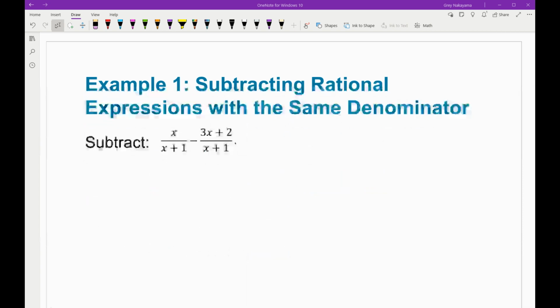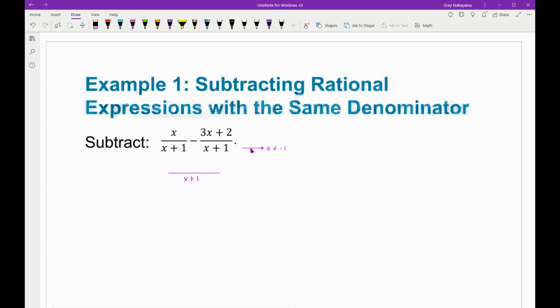Look at our first example, subtracting rational expressions with the same denominator. So we have x over x plus 1 minus 3x plus 2 over x plus 1. We have to remember still that x cannot be -1 because -1 makes that denominator 0. But as we just did with numbers, I have the same denominator, so I'm going to combine the top.